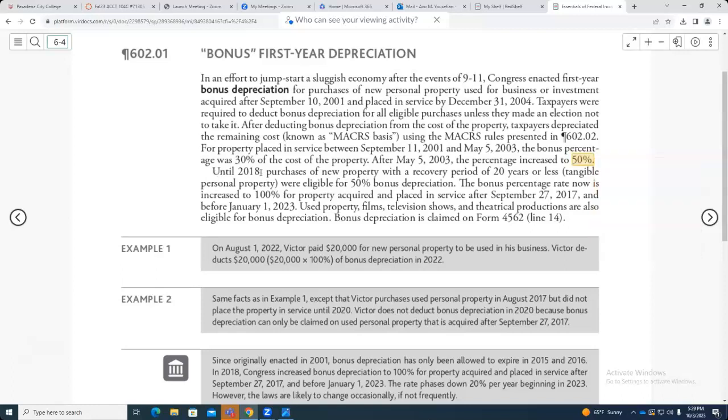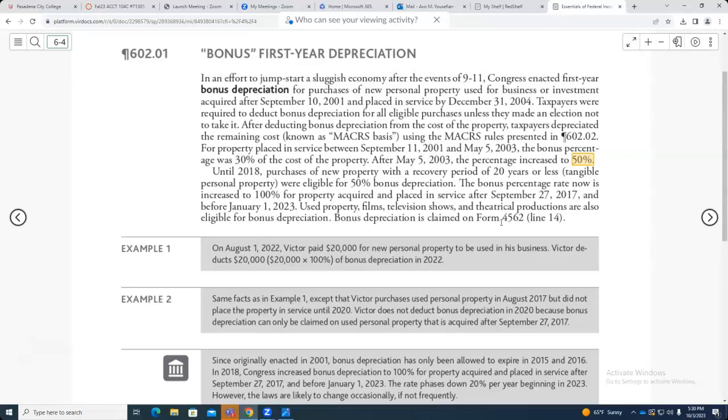Until 2018, purchase of new property with a recovery period of 20 years or less were eligible for 50% bonus depreciation, which is good, right? Between 2003 up to 2018 was 50%. The bonus percentage rate now is increased to 100% for property acquired and placed in service after September 27th of 2017 and before January 1st of 2023. So up to that, before January 1st of 2023, it was 100% bonus depreciation. Used property, films, television shows, theatrical productions are also eligible for bonus depreciation.